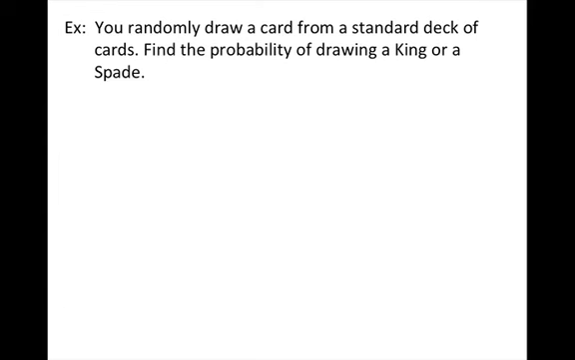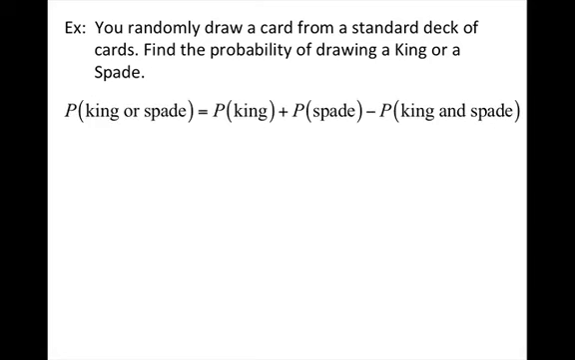In the next example, you randomly draw a card from a standard deck of cards. Find the probability of drawing a king or a spade. So the probability of drawing a king or a spade is the probability of drawing a king plus the probability of drawing a spade minus the probability of drawing one card that's a king and a spade.